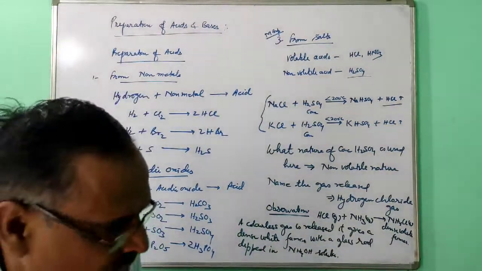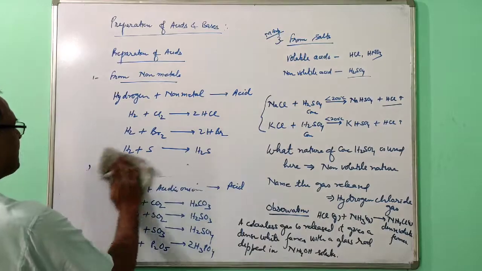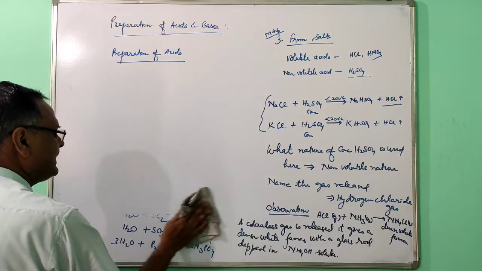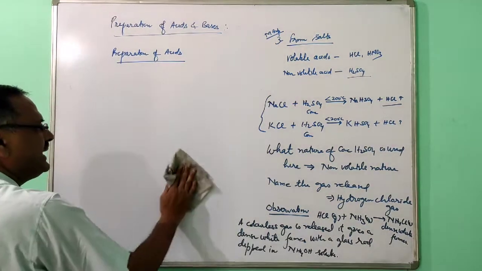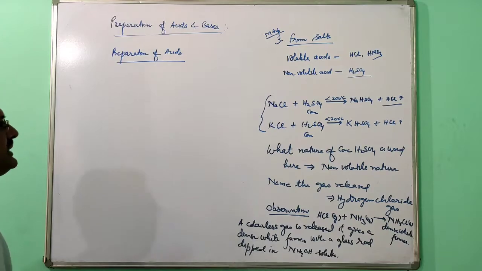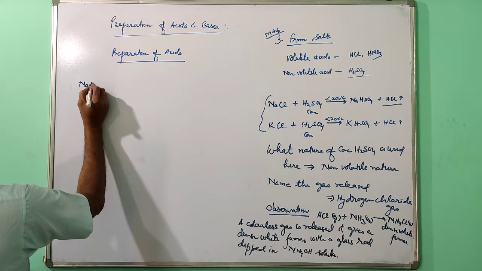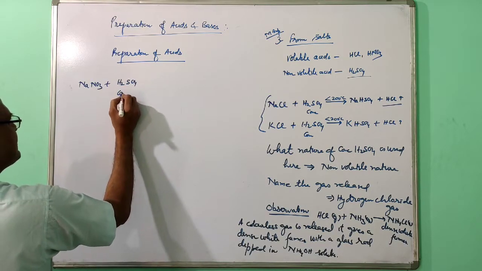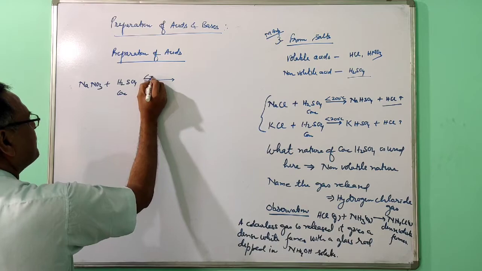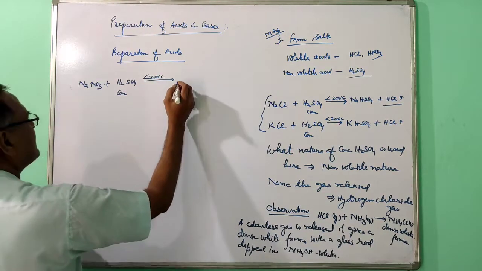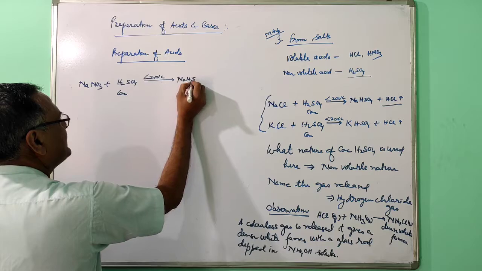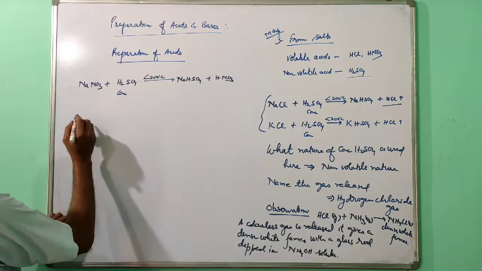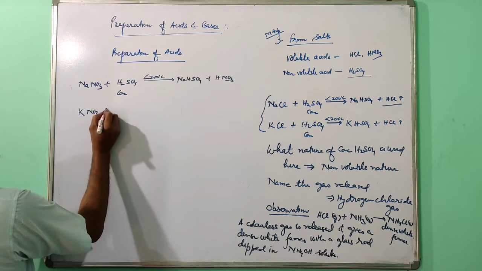In the same way, you can take nitric acid. So how can you prepare nitric acid? If you want to prepare nitric acid, then you can take sodium nitrate or potassium nitrate. This sodium nitrate is heated with concentrated H2SO4. Temperature is below 200 degrees Celsius. This will form NaHSO4 plus HNO3.